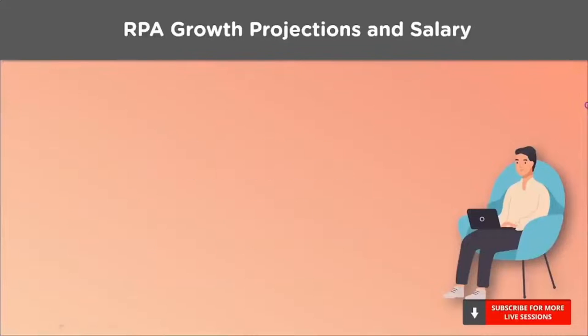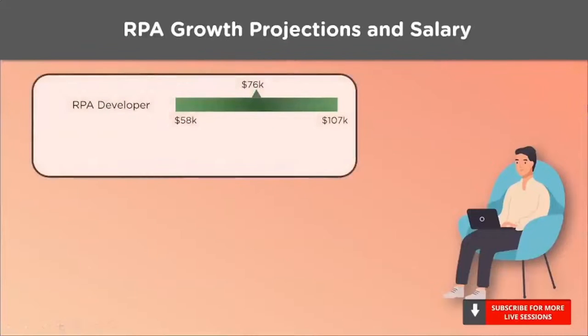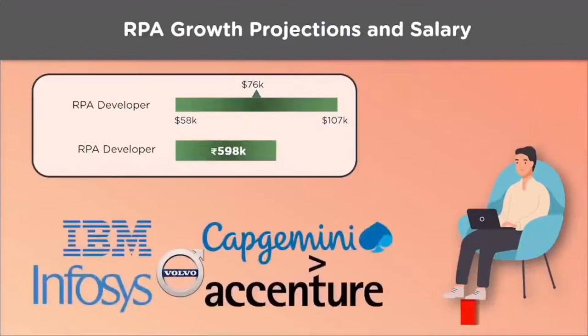So moving on to salaries. In the US, the average salary of an RPA developer is around $76,000. The average salary of an RPA developer in India is around 6 lakh rupees per annum. So the companies that are readily hiring for RPA developers are IBM, Capgemini, Infosys, Volvo, and Accenture, among others.